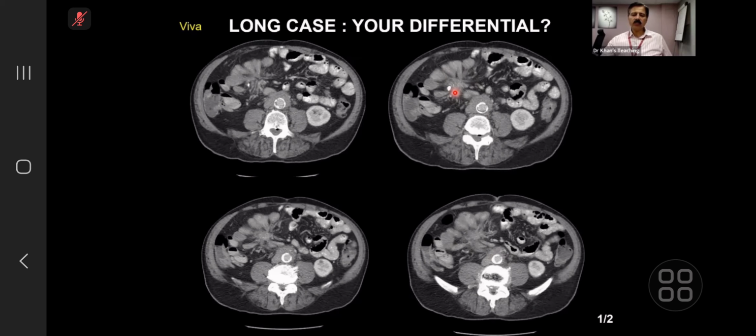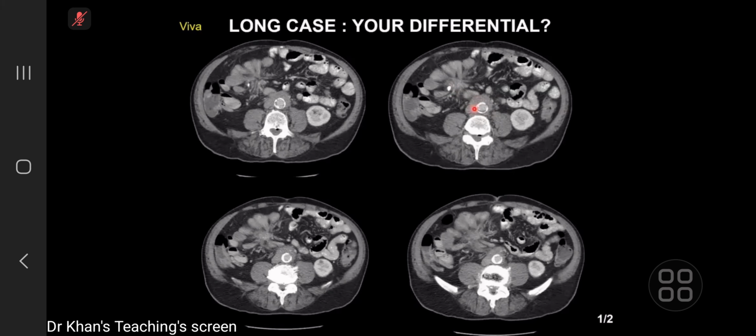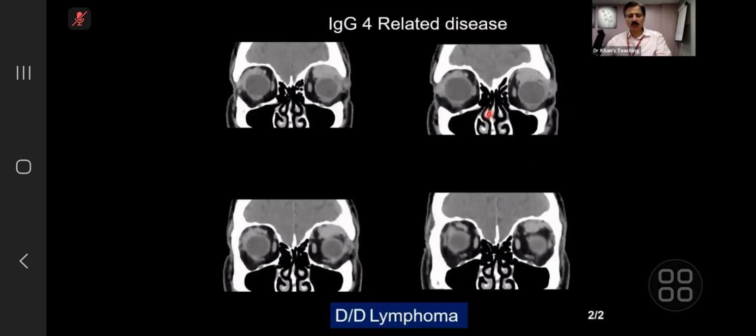It can also be seen in carcinoid, as you have already seen. It can also be seen in treated cases of lymphoma. Please remember, treated, not untreated. So one can infer that this might be treated lymphoma. So 2 + 2 makes 4.